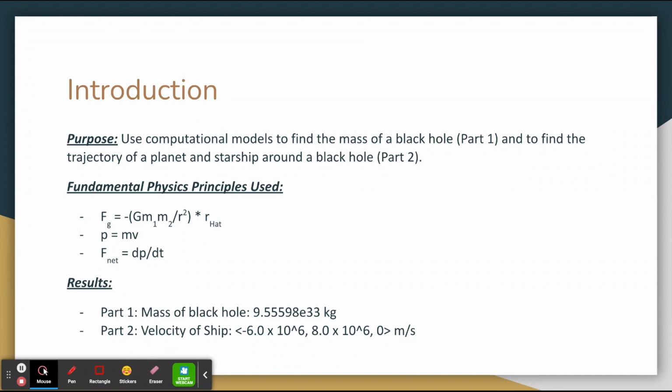For our fundamental physics principles, we are going to use our force of gravity, which is negative G m1 m2 over r squared times the direction r vector. And we have momentum equals mass times velocity, and net force equals the rate of change of momentum. Looking ahead, our results for part 1: the mass of the black hole turned out to be 9.6 times 10 to the 33 kilograms. And the initial velocity of the ship that we had to put was around negative 6 times 10 to the 6 in the x direction, 8 times 10 to the 6 in the y direction, and 0 in the z direction, in meters per second.